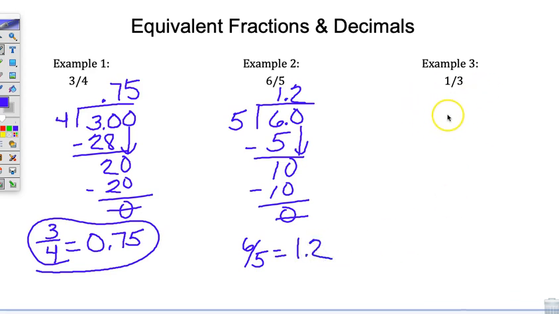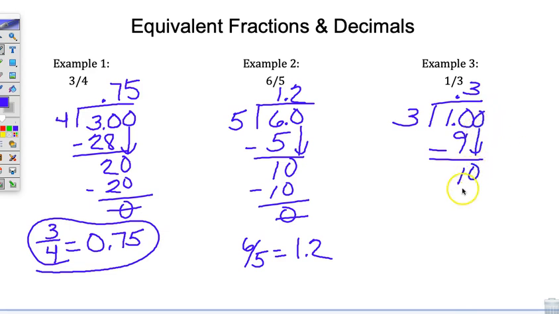In the last example, I'm going to divide 1 by 3. I need to immediately add that decimal and a 0 because 3 will not go into 1. 3 will go into 10 exactly 3 times with 1 remaining. So it looks like even though I'm going to add a 0 and bring it down, I'm constantly going to be faced with a 10 there.